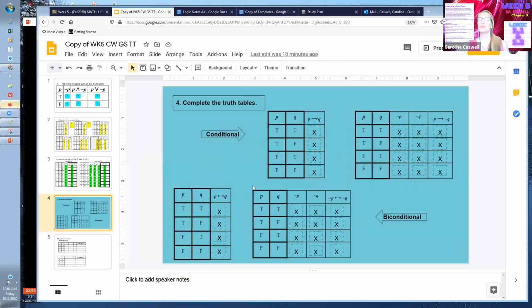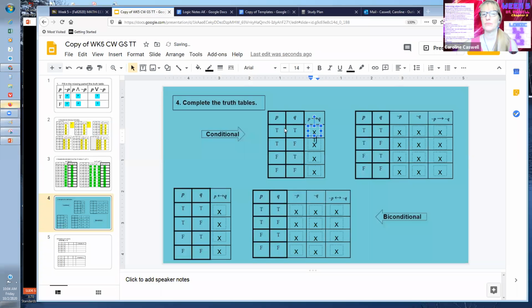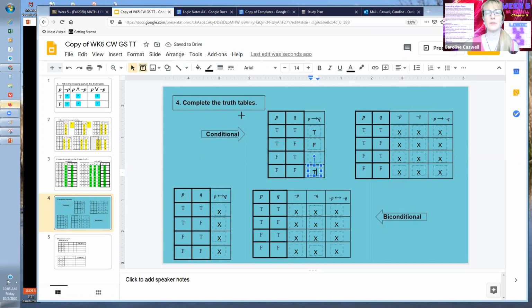And on this one, we're doing the if-then first. So again, if you have true, true, it's true. Okay, we have a true. If it's true, false, this is the one that really matters. It's the only one that's false. False, true, fine. False, false is actually okay on this one.